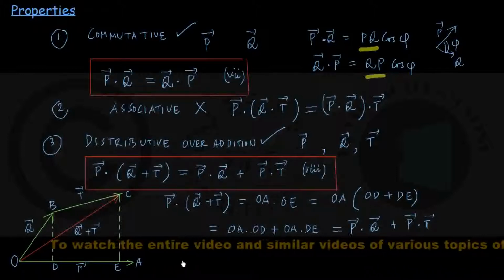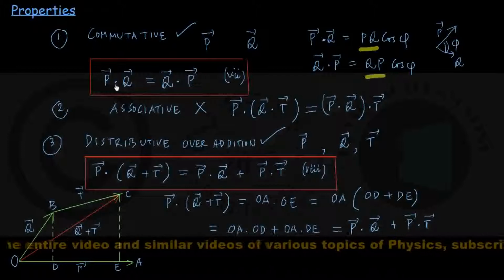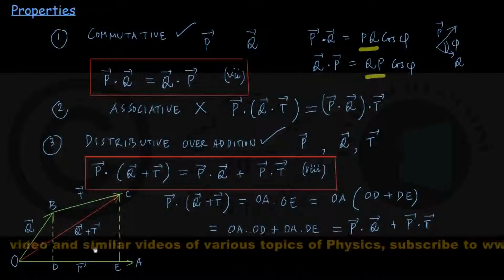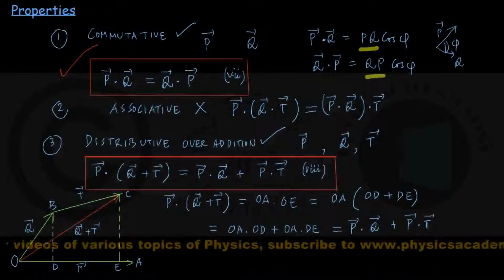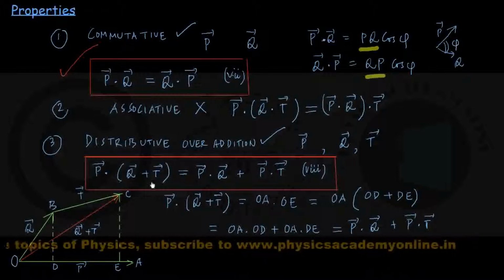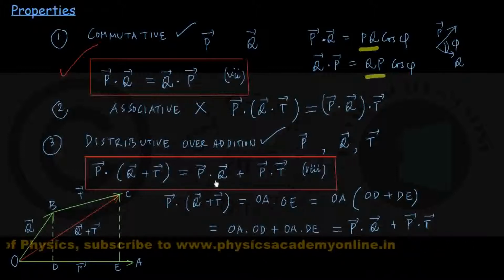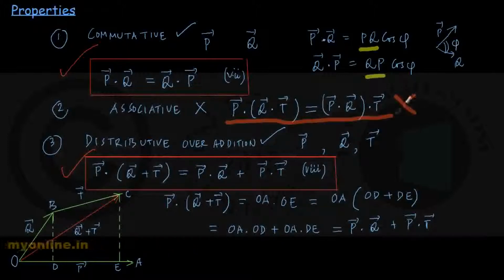A final look at our findings on this page. We have found scalar product is commutative, that is P dot Q is equal to Q dot P. So I just approve of this. Then also distributive over addition, that is P dot Q plus T is equal to P dot Q plus P dot T. This is also perfectly all right, but it's not associative, which means this thing is of course not valid. There's no meaning of this expression.